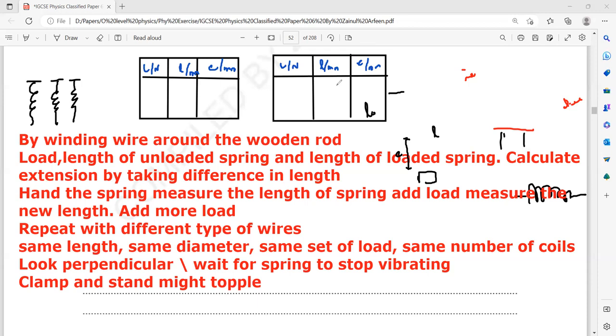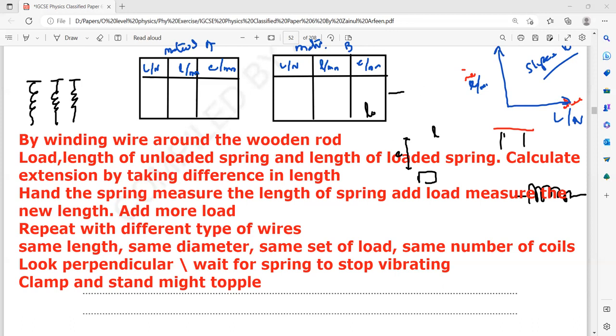Table, yes, table. You can use a pen here, it's not an issue. Then this is for the spring made from material A, and the spring made from material B. Or you can also plot a graph between force and extension, or length and extension, or extension and load, and compare the gradient or slope, because the one having a higher slope will have a smaller value of k, since the slope is inversely proportional to k when load and extension are plotted.